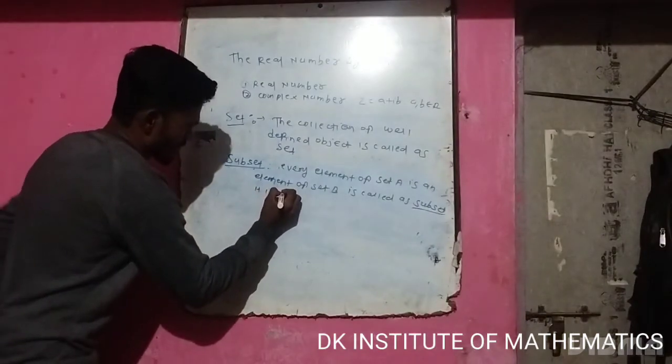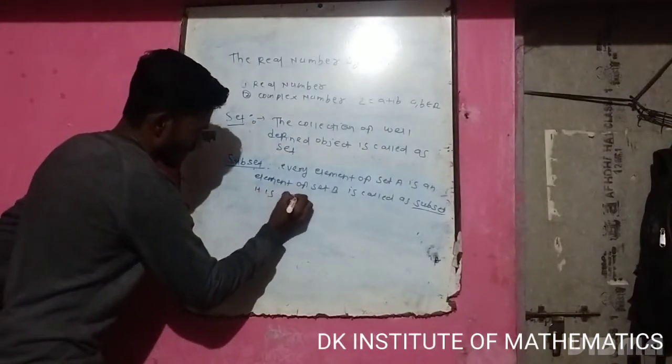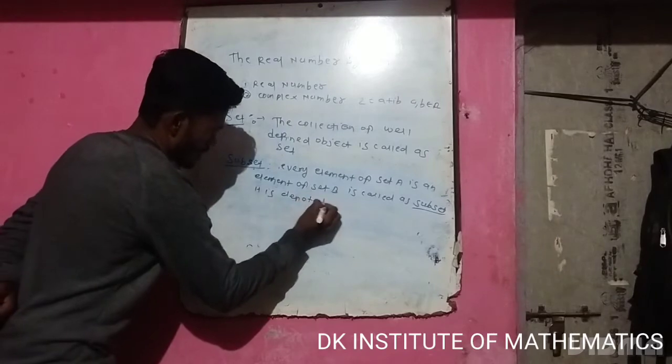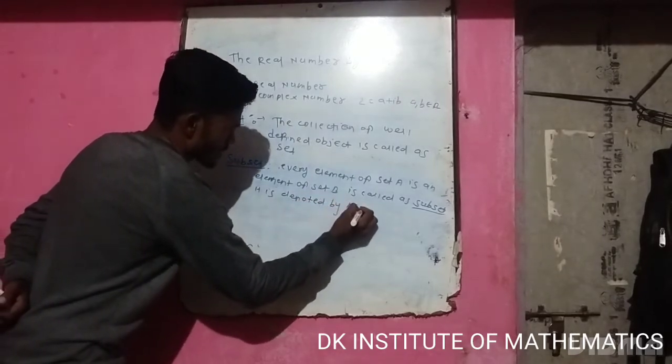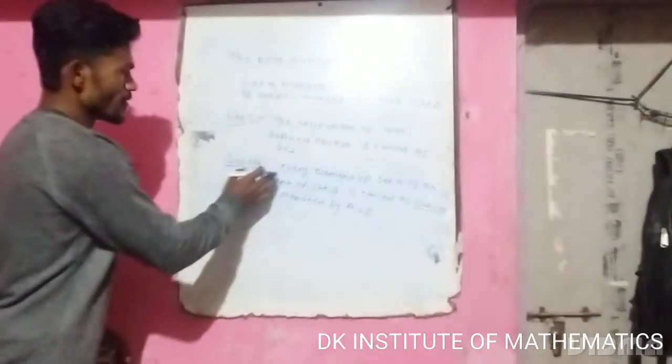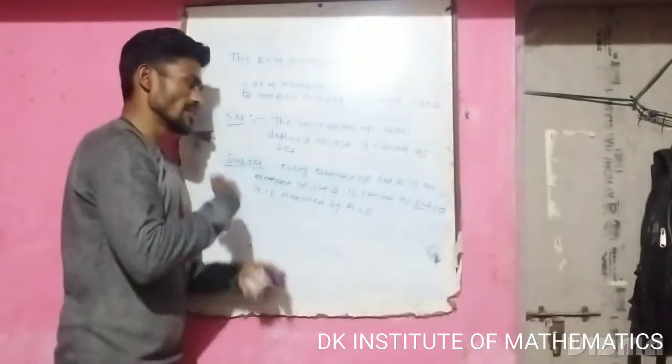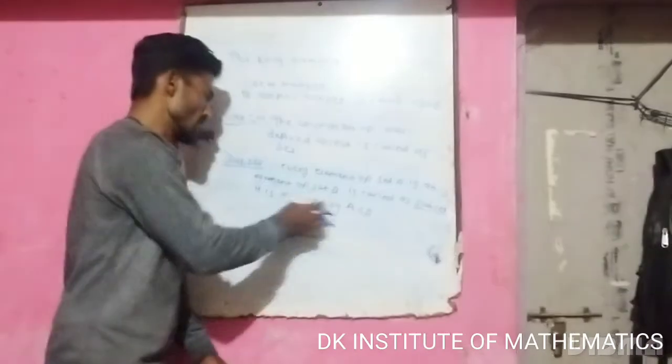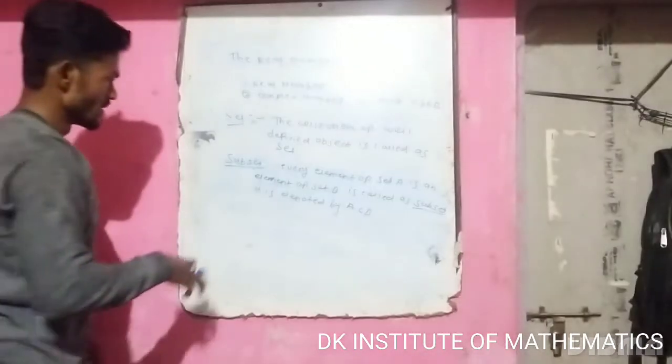It is denoted by A is a subset of B. Every element of set A is also an element of set B, and A is called a subset of B.